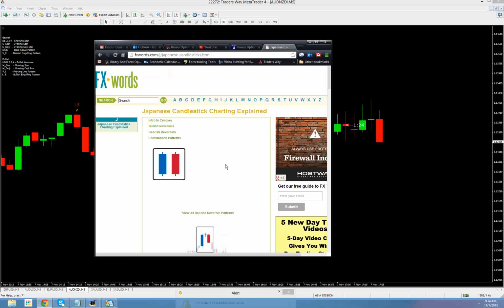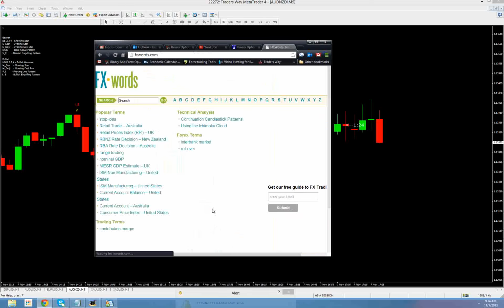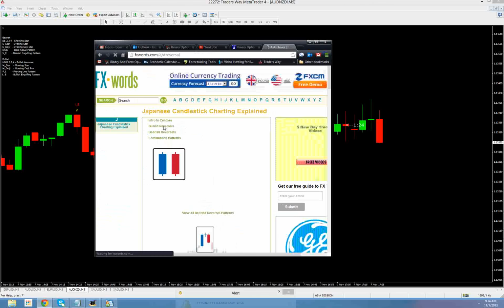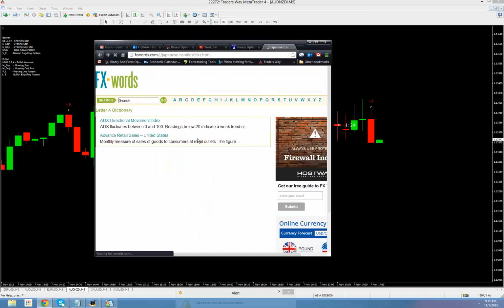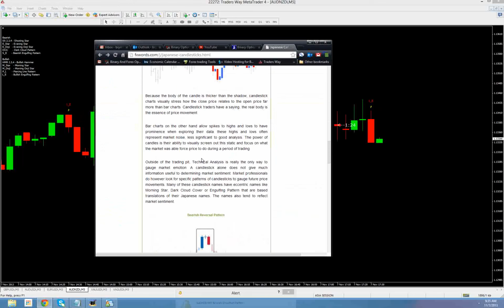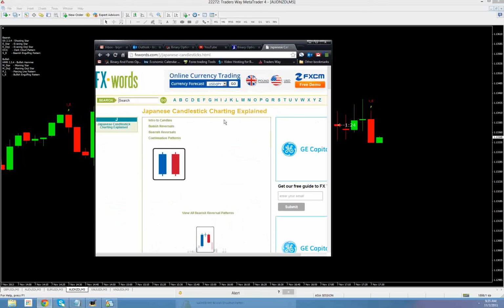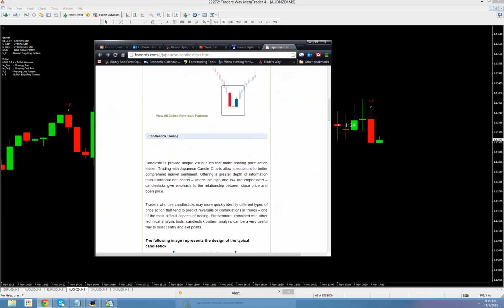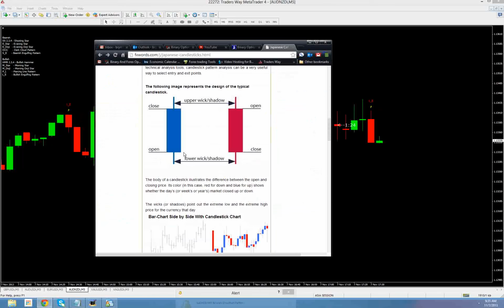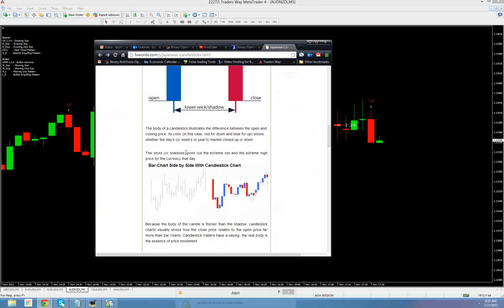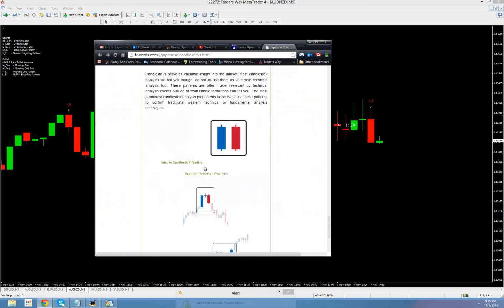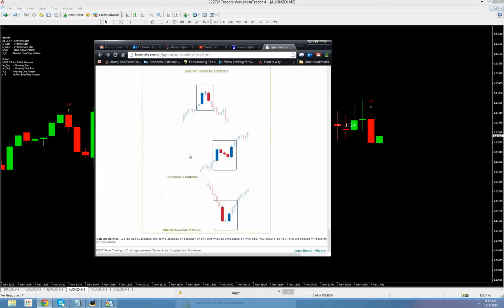So, for instance, let's go to view all bearish reversals. That didn't work very well. Let me get back here. Bullish reversals. I'm sorry. Let's go with this and then I'll show you the rest. But anyway, it's going to explain view all bearish reversal patterns, view all continuation patterns, candlestick trading. Read through this page. It'll give you a brief introductory to it. And it goes through each one. Let me double check and make sure.